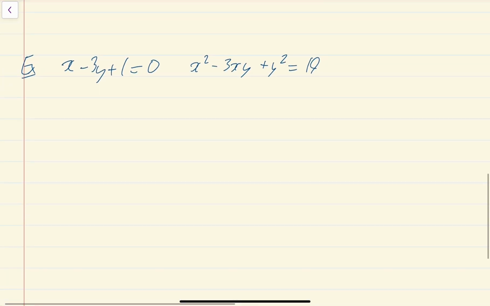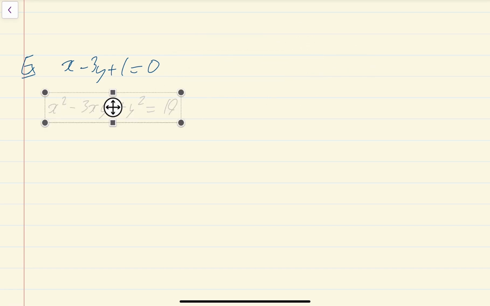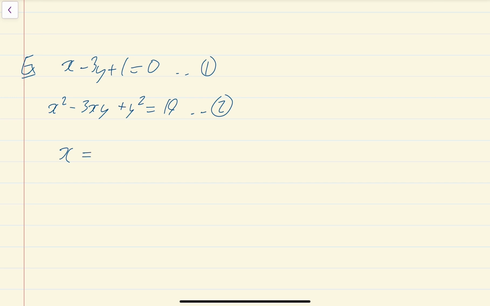The next example, we've got this. So again, this would be your first equation and your second equation. I'll just give them a name here. So that's going to be equation 1 and equation 2. Now, it's probably easiest to change and make x a subject in this one. So in my linear equation, I'm going to make x a subject here. So it's going to be x is equal to 3y minus 1.